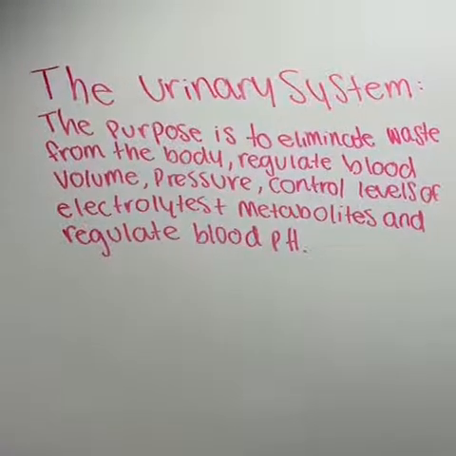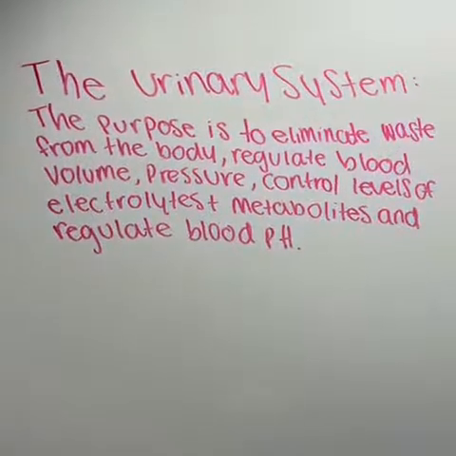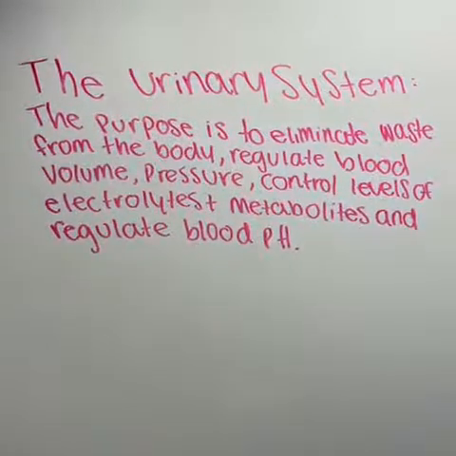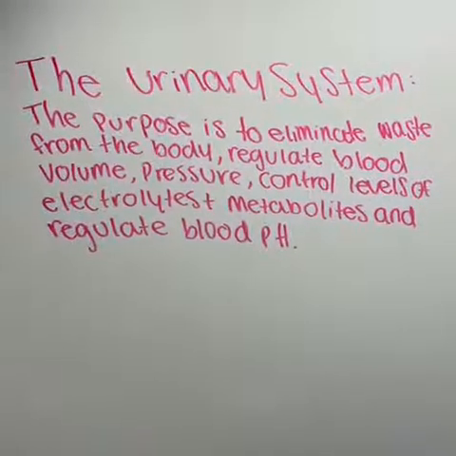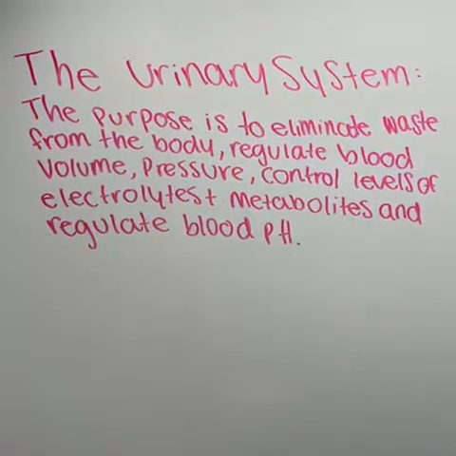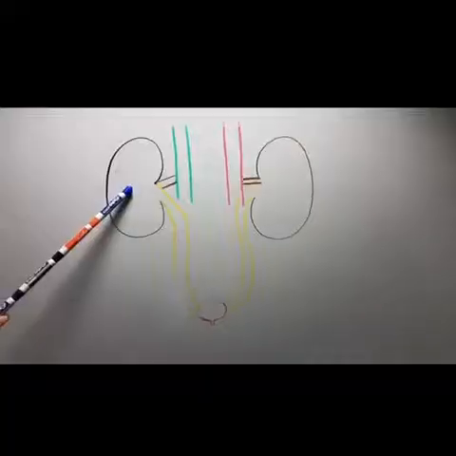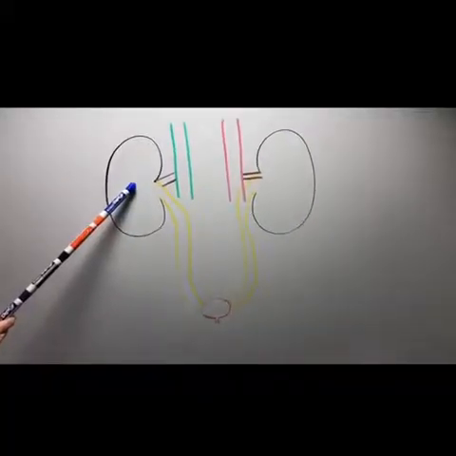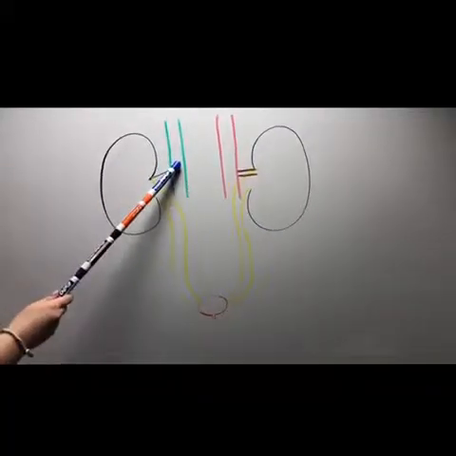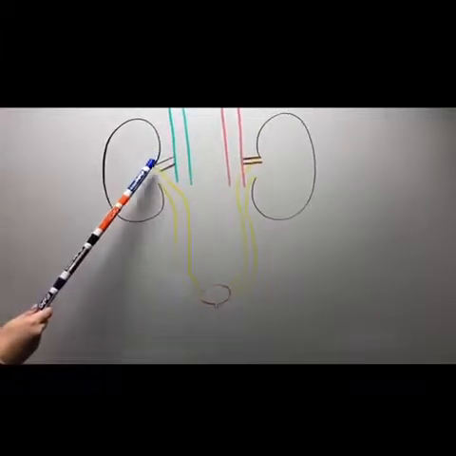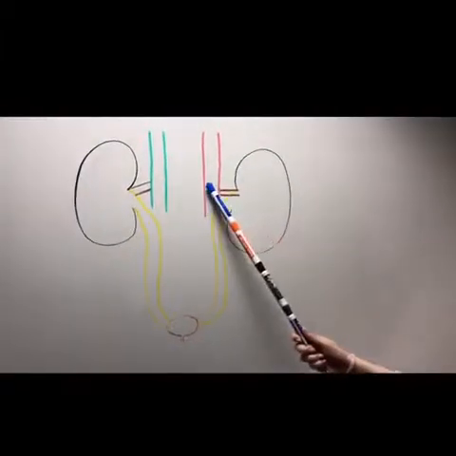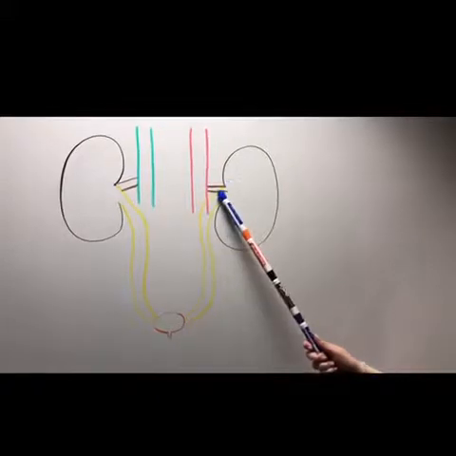The urinary system. The purpose is to eliminate waste from the body, regulate blood volume and pressure, and control levels of electrolytes and metabolites and regulate blood pH. The urinary system is made up of the kidneys, the vena cava, which goes into the kidneys through the renal vein, and the aorta, which goes into the kidney through the renal artery.